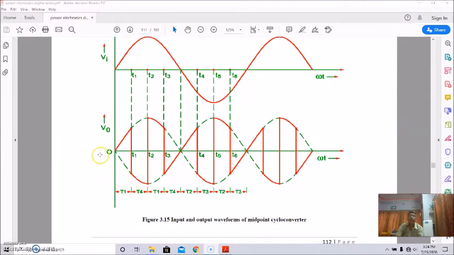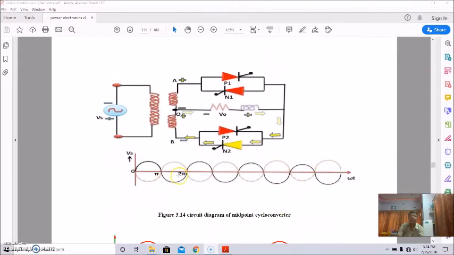And this is the operation cycle of four thyristors. T1, T4, T1, T4, T2, T3, T2, T3 are negative. Okay, so these are our input and output waveforms of the midpoint cycloconverter, and this is the circuit that we have for a midpoint cycloconverter.